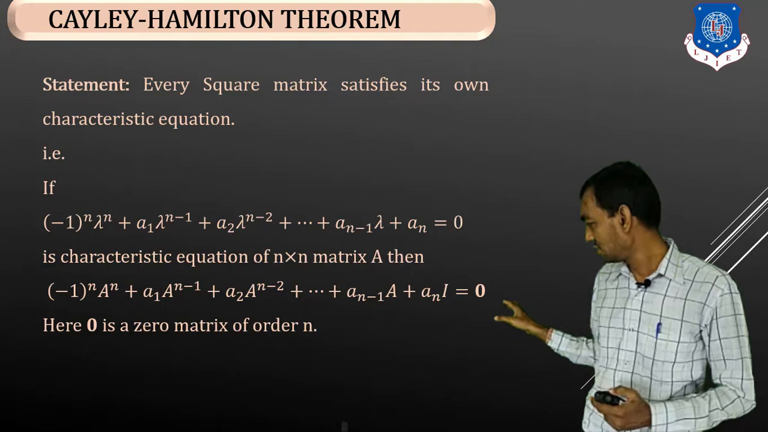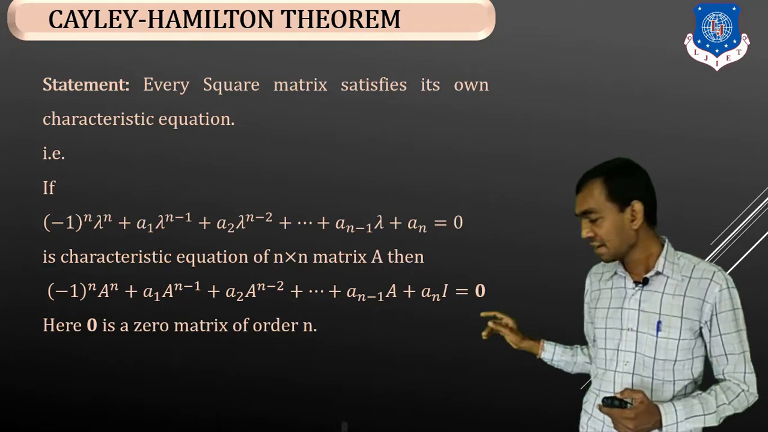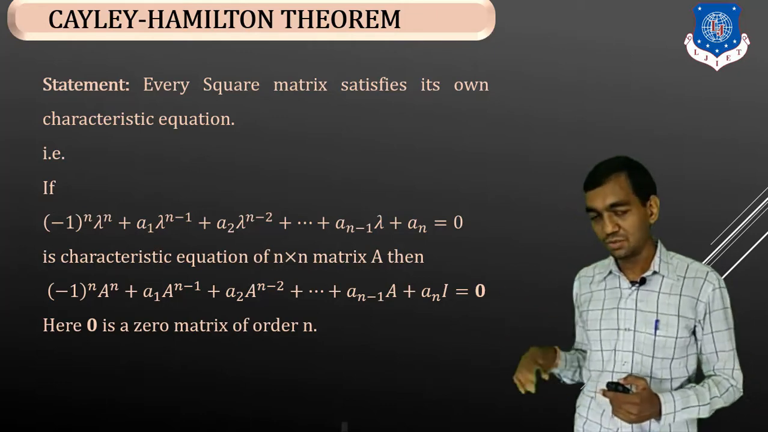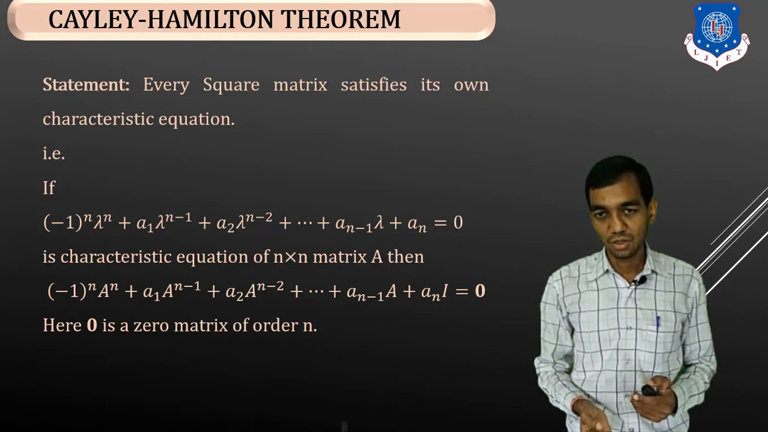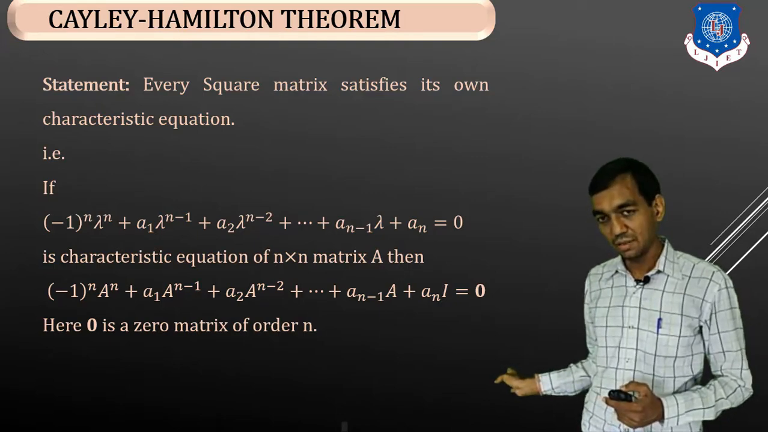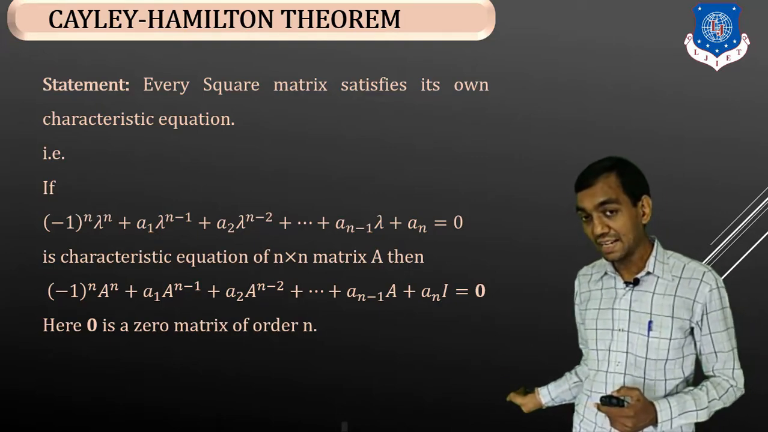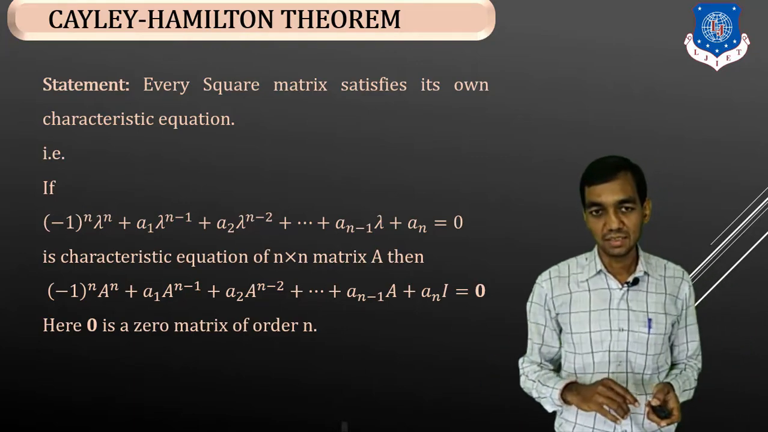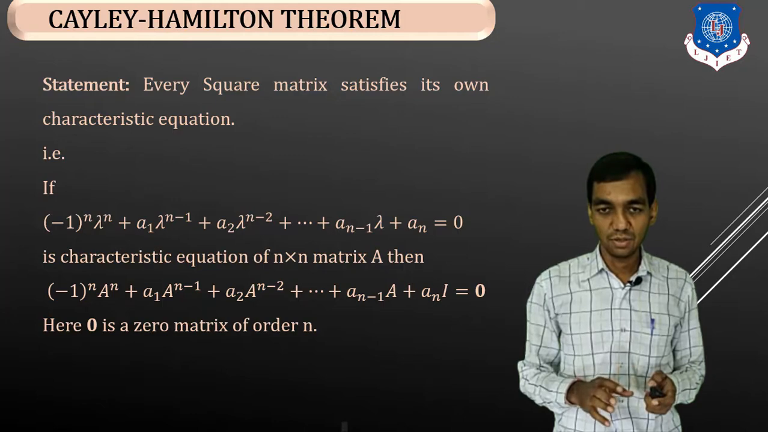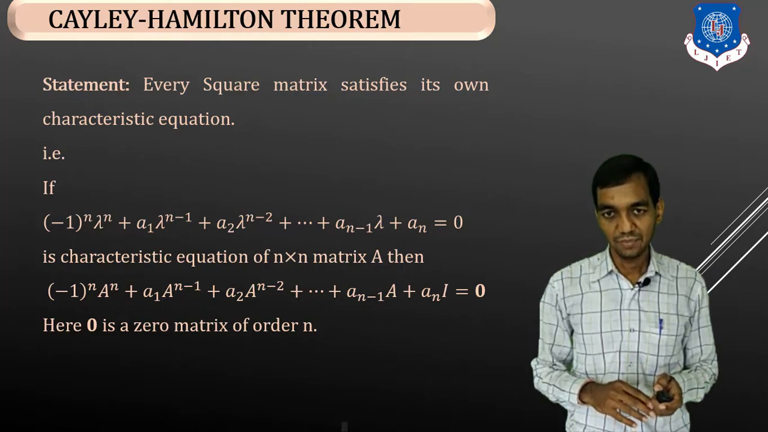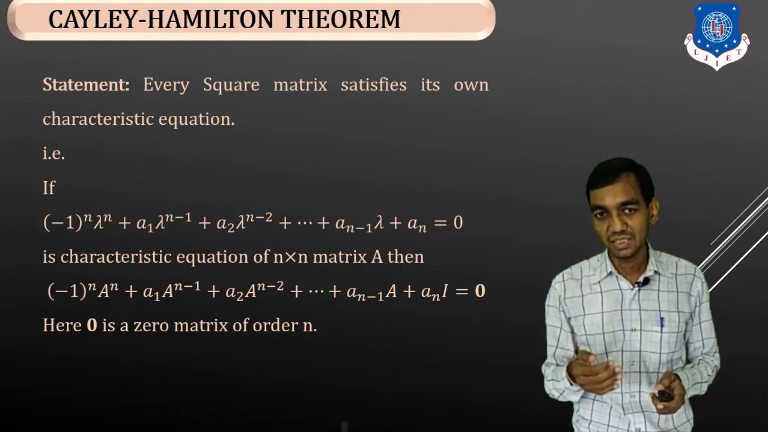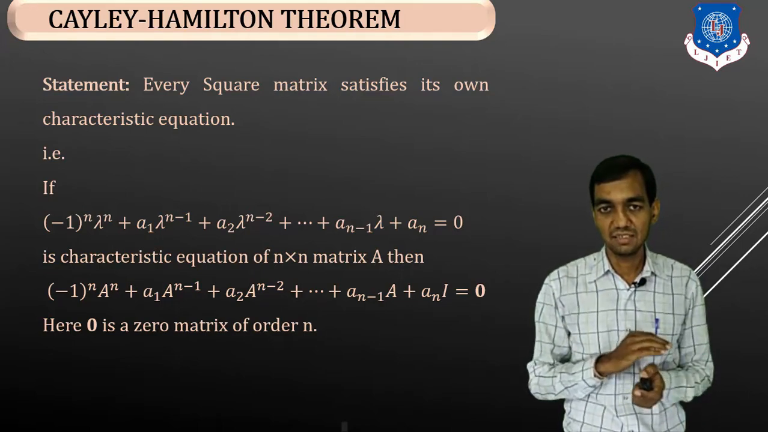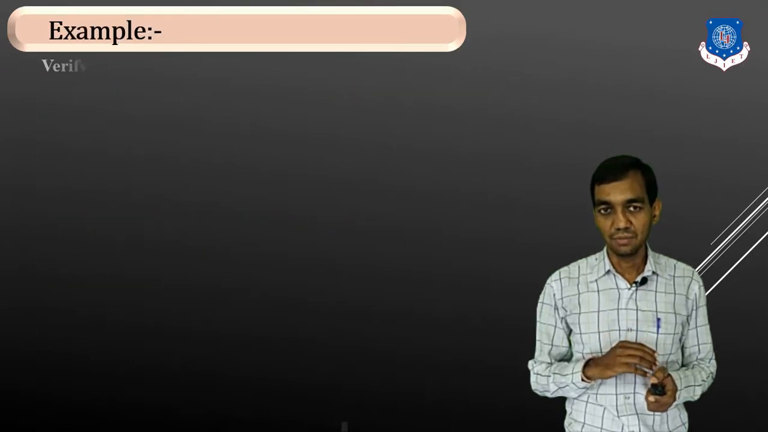That means (-1)^n A^n + a1 A^(n-1) + a2 A^(n-2) + ... + a(n-1) A + an I, where I is the identity matrix of order n, is equal to the zero matrix, where zero is the nth order zero matrix. Okay, that means lambda can be replaced with a matrix, then also the equation is going to be satisfied. This is the statement of Cayley-Hamilton theorem.